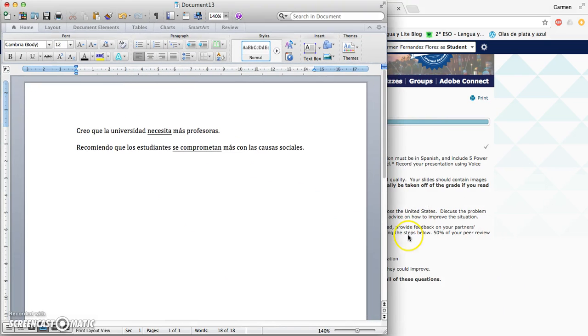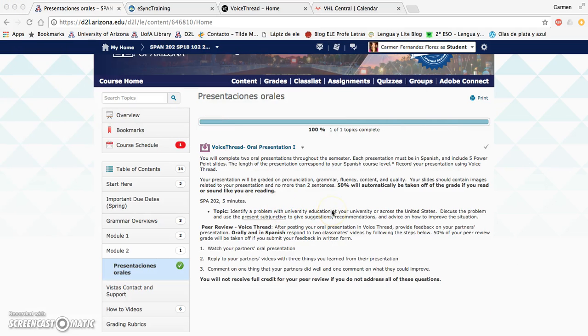So some examples would be, for example, creo que la universidad necesita más profesoras. Here we have the subjunctive. Or recomiendo que los estudiantes se comprometan más con las causas sociales. And here we have our present subjunctive again. So here I'm giving suggestions on how to improve the university. We need more women as professors. I suggest that students get more involved with social causes. So this is something similar to what you have to do. Give suggestions on how to improve any problem that you find with the university nowadays.